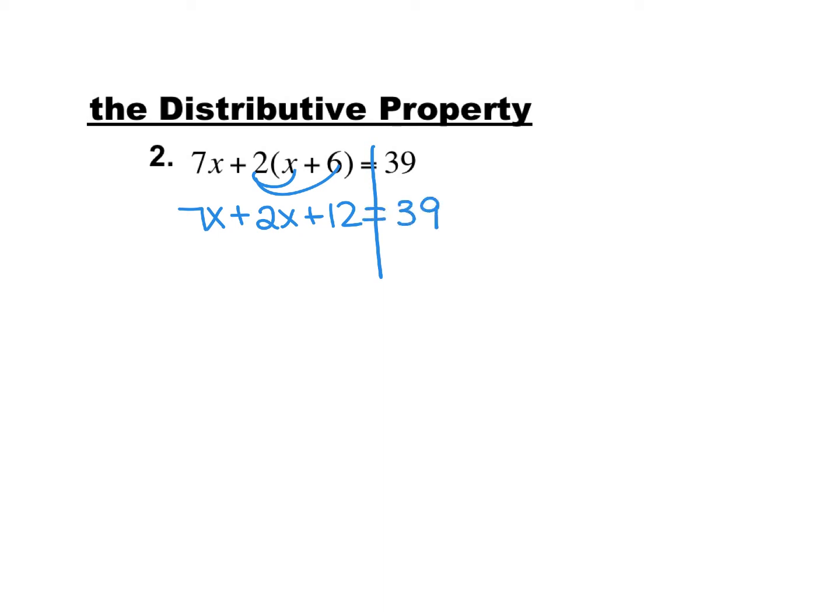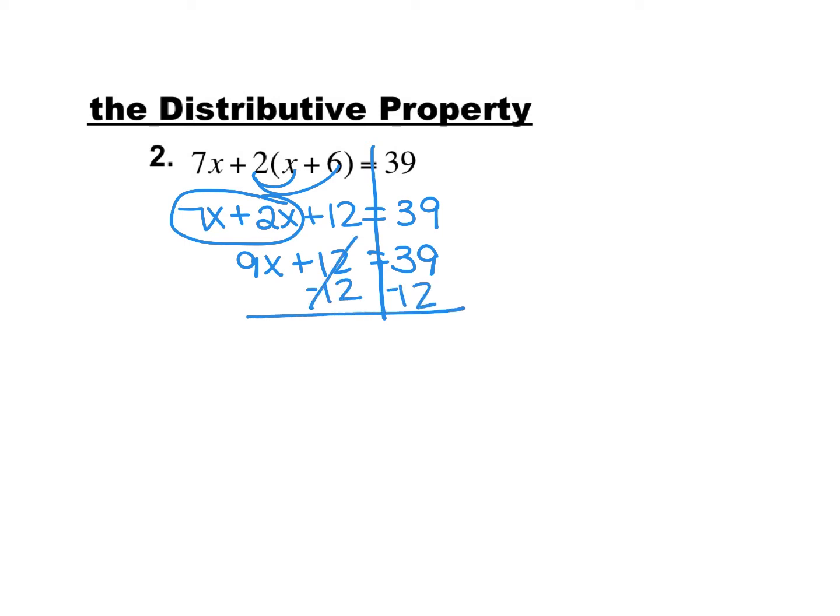It's important to keep your problem nice and clean here. So now I can add these two together because they're like terms. So I have 9x plus 12 is equal to 39. All right, so now let's start to isolate the variable. I'm going to start by undoing my 12 by minusing 12 to both sides. All right, so now I have 9 x's, and that 9's multiplying, so I'm going to divide, and x is going to be equal to 3.